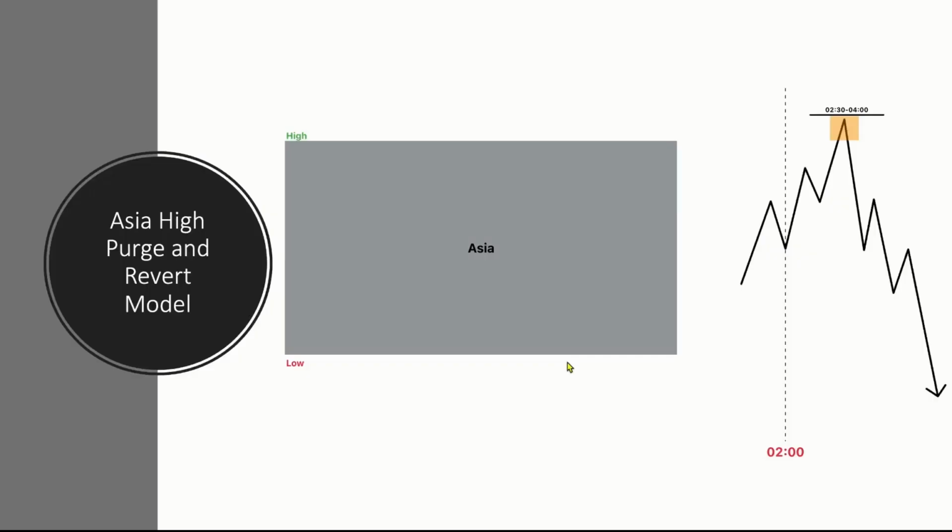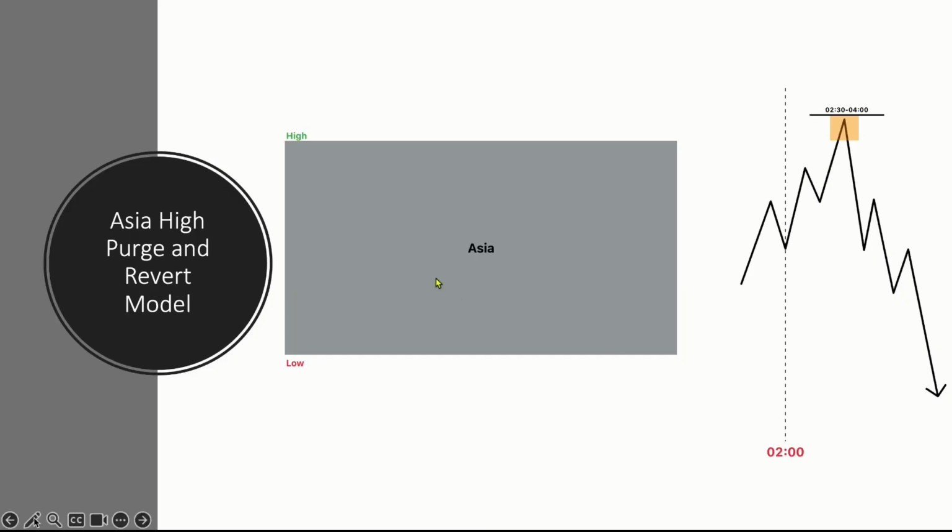So let's take a look at the Asia high, purge and revert model. For the Asia high, purge and revert model, we will be looking at the following. We will be looking at, first of all, a market that is predetermined to go lower. So from the higher time frames, we have established that the market is likely to draw lower towards a sell side objective, a key liquidity pool, or to an old imbalance that price is likely to revisit.